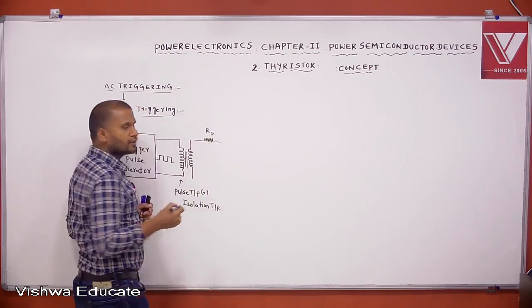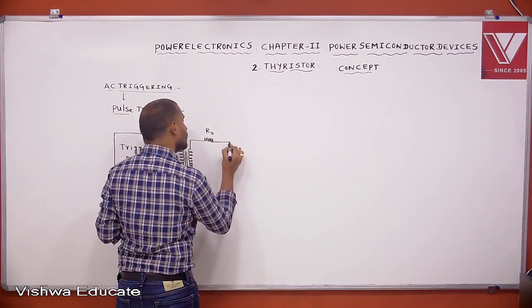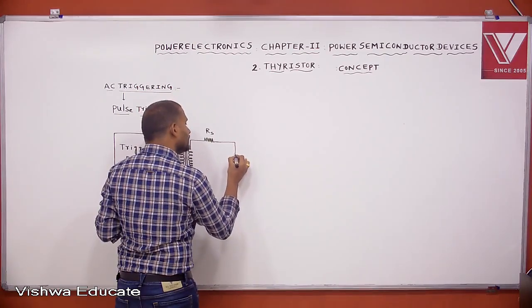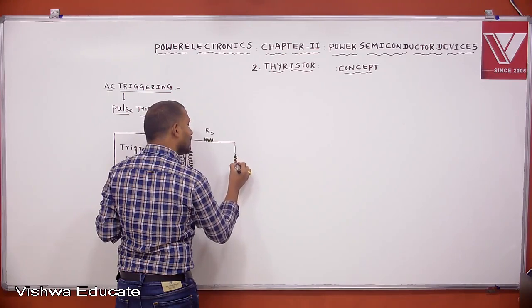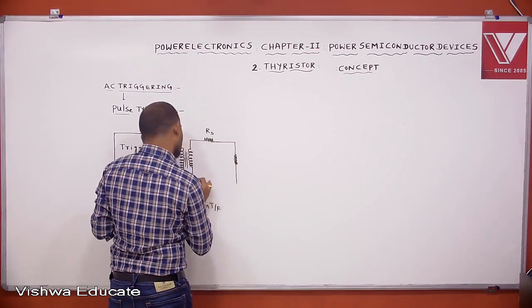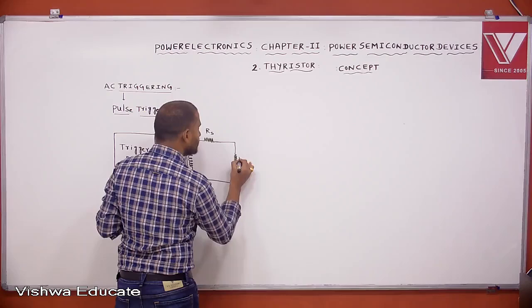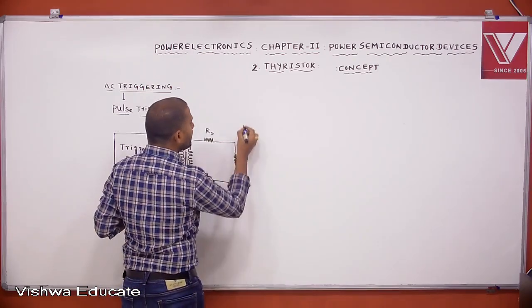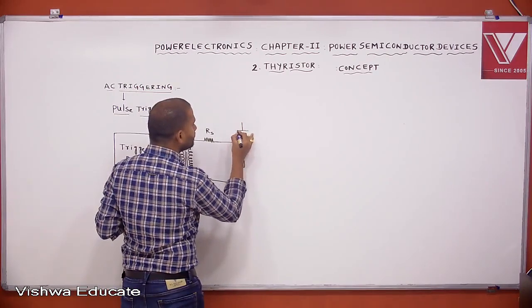RS is the gate source resistance. Then between gate and cathode we connect some resistance. Let this be RG, the gate to cathode resistance. The purpose of RG I will explain.